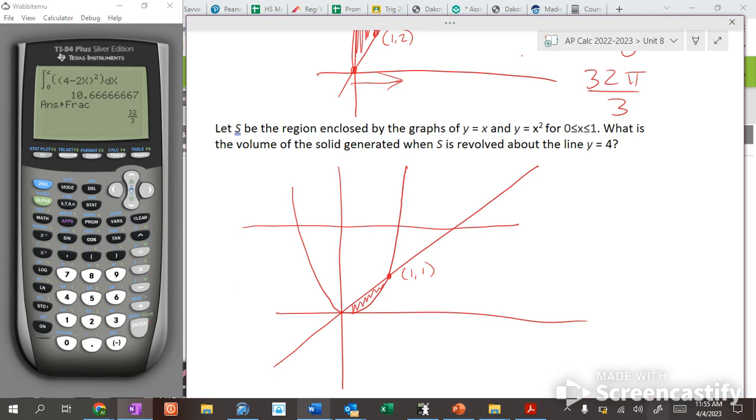So for this one, this is a little tricky, okay? Because you have to go 4 minus this line minus 4 minus this line. So it's going to be 4 minus the bottom line, the further away line. So 4 minus x squared.